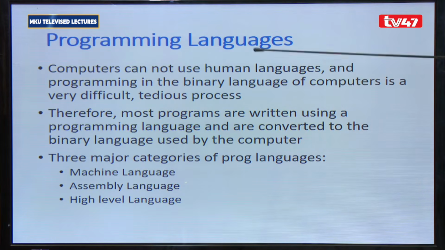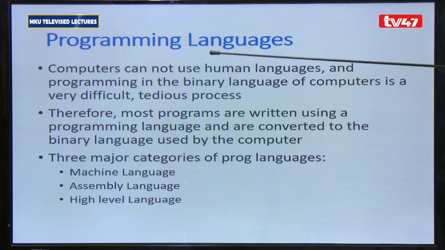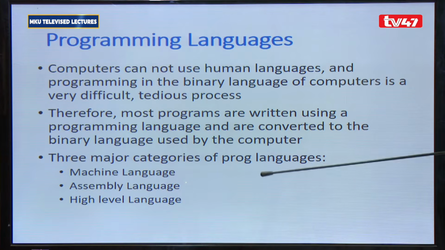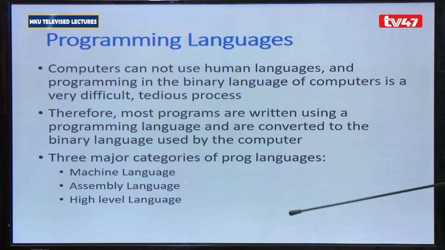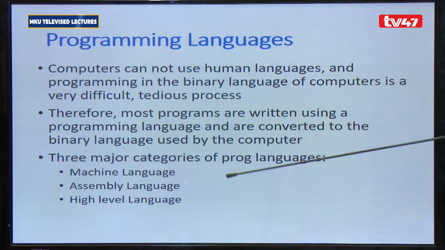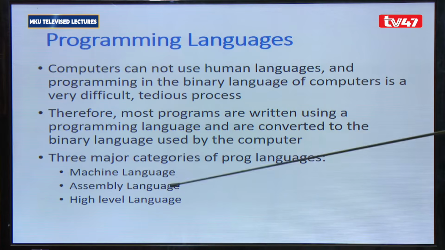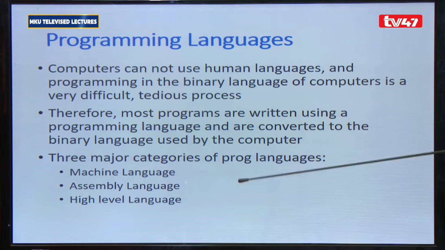So basically, when we talk of programming languages, we are talking about a set of symbols that we use to write instructions. We can write an instruction, for example, to tell the computer, print a certain document using any of these particular languages. So we have three categories of languages which form what we usually refer to as low-level languages and high-level languages.